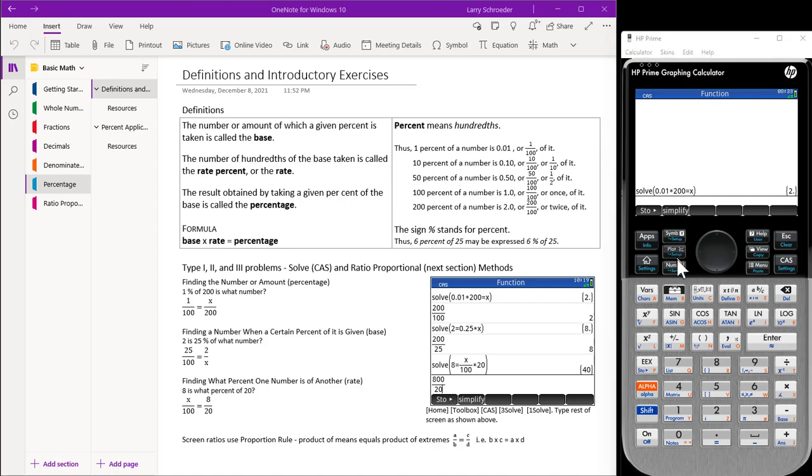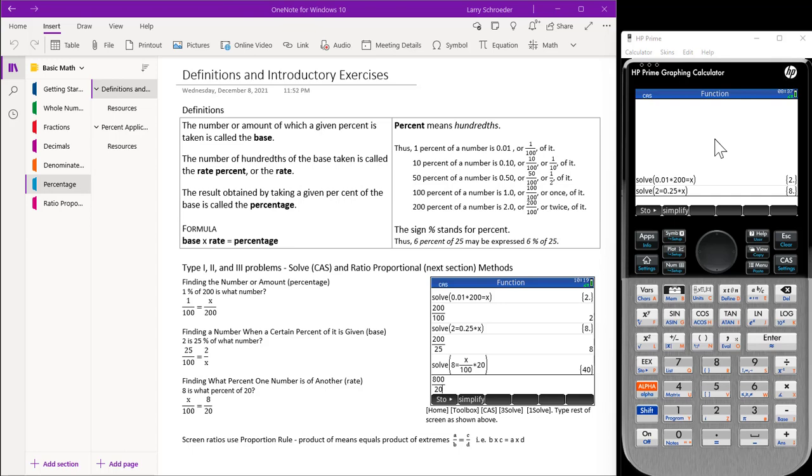For the second problem, use the toolbox, solve. Type in the equation 2 equals 0.25 times X. Press enter. The answer turns out to be 8.